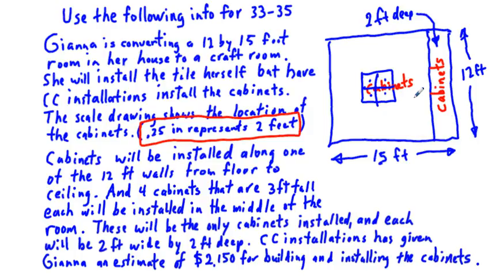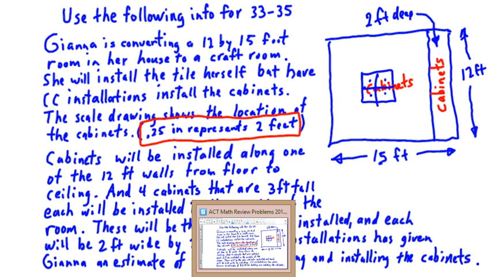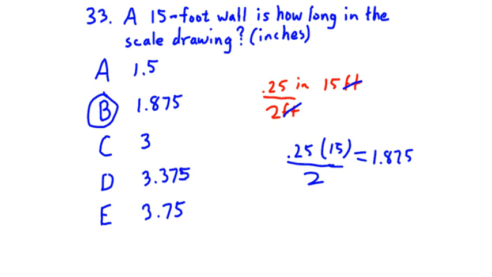So how many cabinets total is that? Well, we have our 4 in the middle, we know that, but we have a 12 by 2 on the right side. Well, that's going to be, if we take 12 divided by 2, because they are each 2 by 2, we have 6. So we know we have 10 cabinets now.